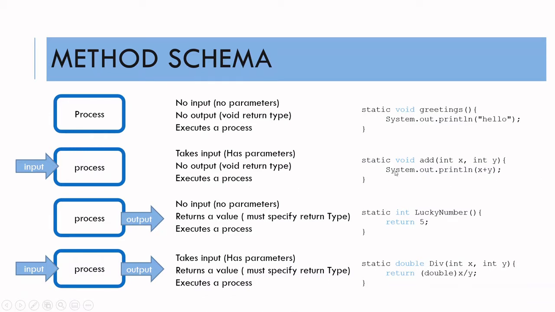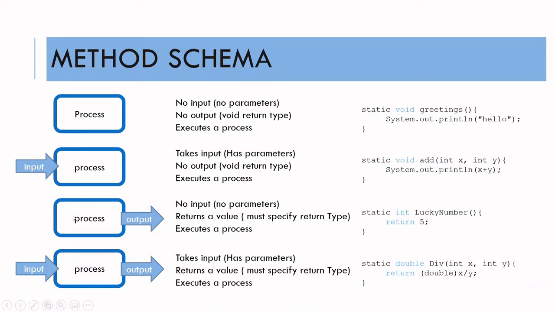For example, we have the method void add. The name of the method is add, and the return type is void because it does not return anything. But the parameters, which are the inputs, are here: int x and int y. In other words, this method takes one integer and one other integer. So it takes two integer values and is going to execute a certain process. In this example, it adds the two integers and prints the result in the console screen.